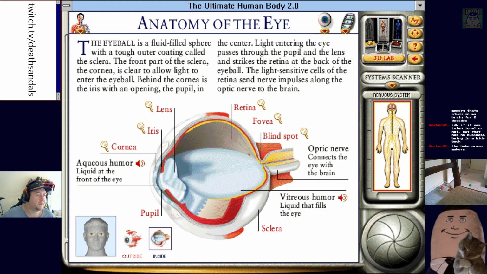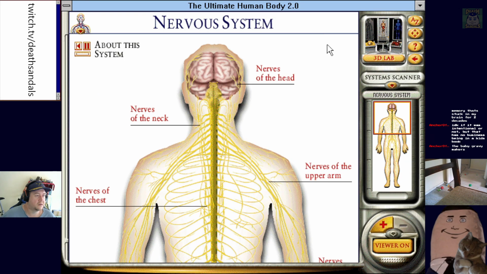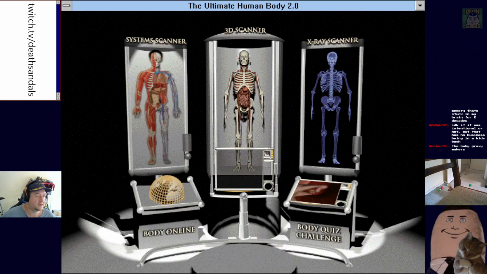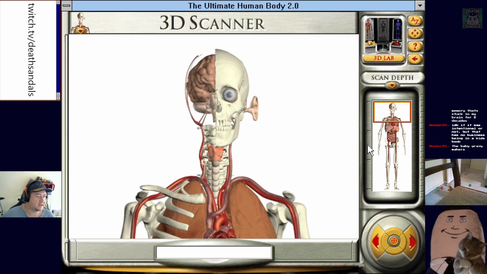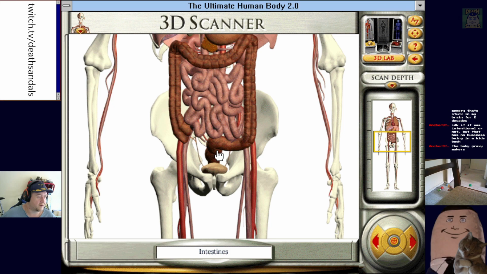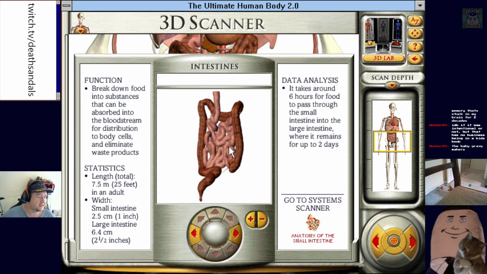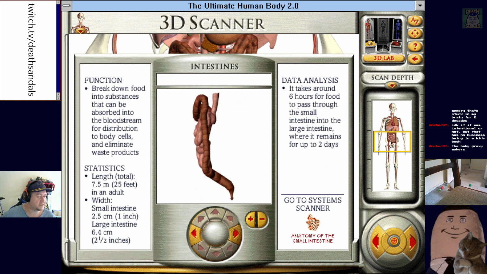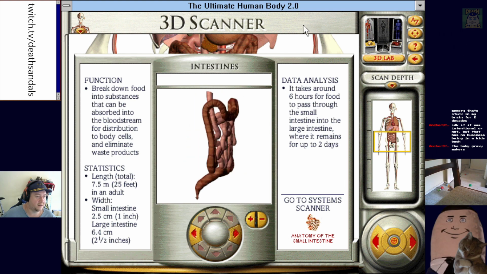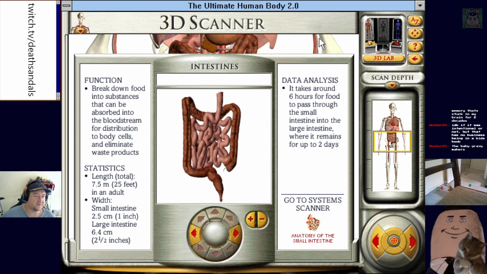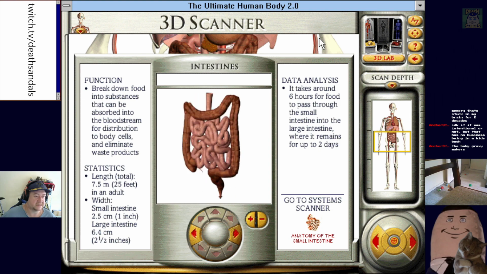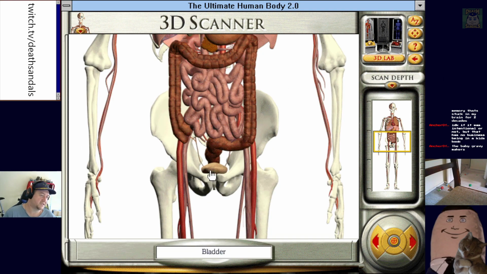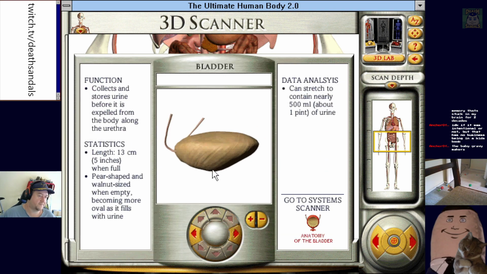How do we go back? The nervous system. No, that's the system scanner. 3D scanner. What else we got going on? There's some intestines. Yep. Oh, and you get little stats. You can zoom in. Takes around 6 hours for food to pass through the small intestine into the large intestine, where it remains for up to 2 days. Yeah, usually about 2 days, because I'm on Metamucil.